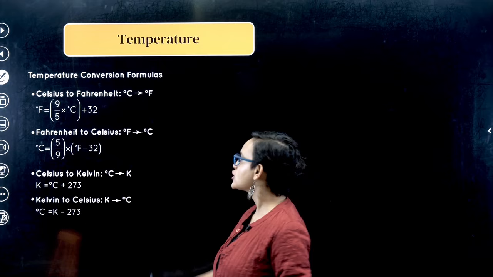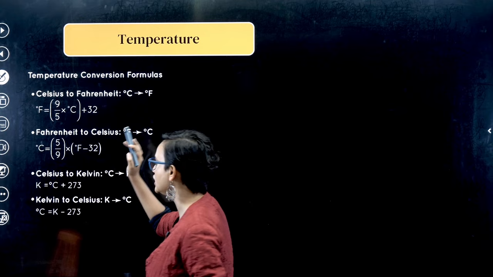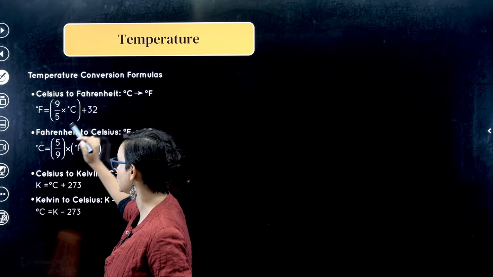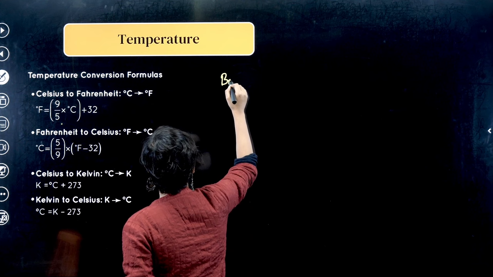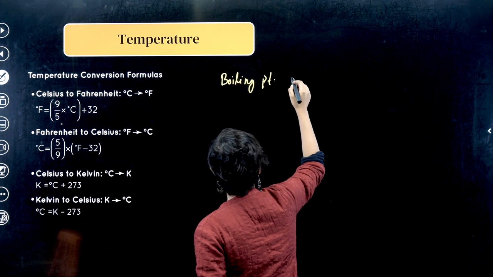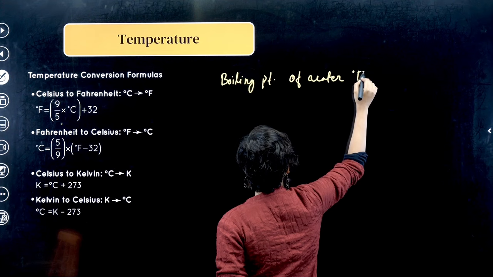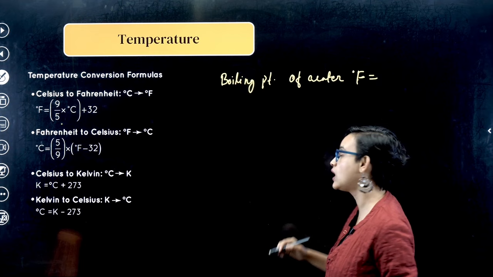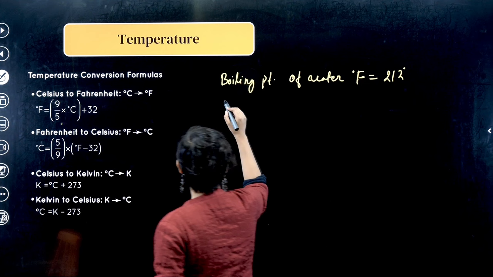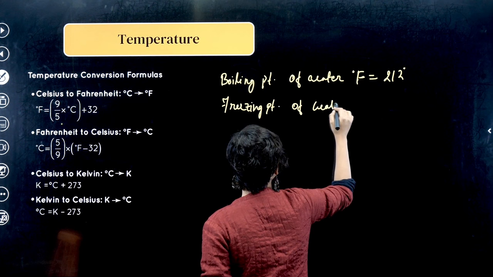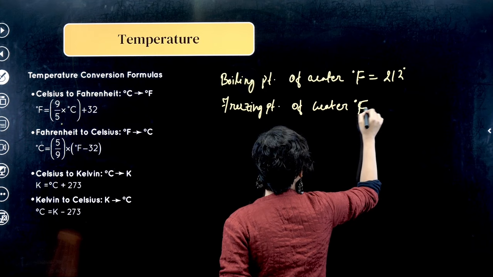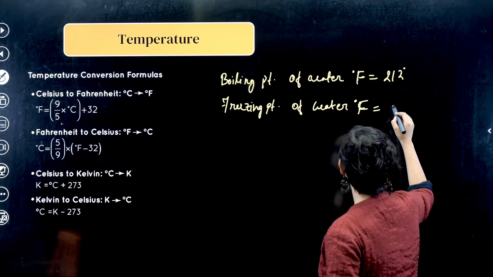If you have to convert Celsius to Fahrenheit, this is your formula: degree Fahrenheit is equal to 9 by 5 into degree Celsius plus 32. If you are asking where this 9 by 5 comes from, let me explain. Check it out here. Boiling point of water in degree Fahrenheit is 212 degrees. And freezing point of water in degree Fahrenheit is 32 degrees.